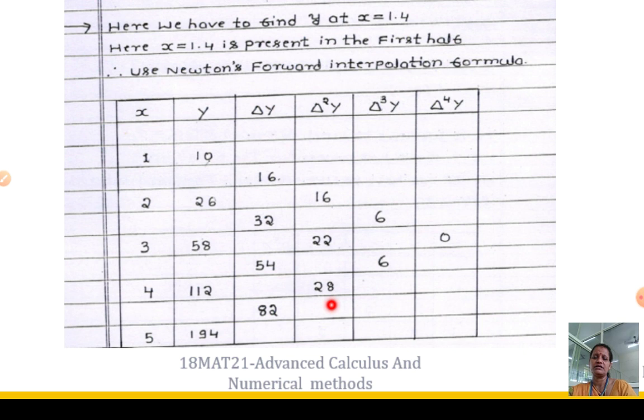Next, to get del square, it is 82 minus 54, which is 28, 54 minus 32, that is 22, 32 minus 16, that is 16. Now, to get del cube, 22 minus 16 is 6, and 28 minus 22 is again 6. The next one is del power 4, so we take the difference of these two, which is going to be 0. Here we can stop.